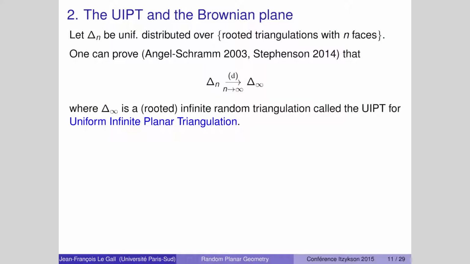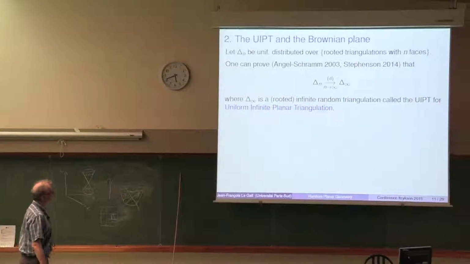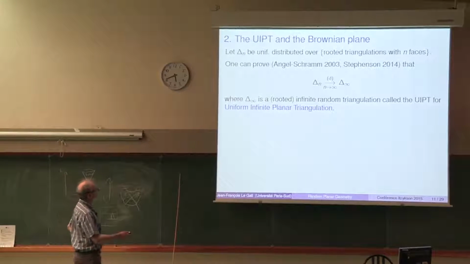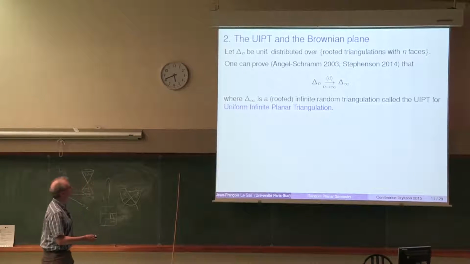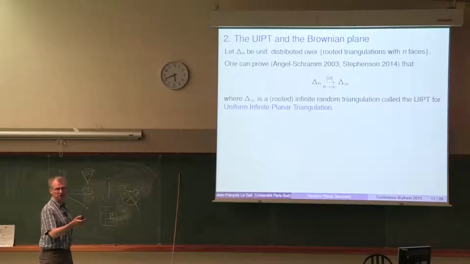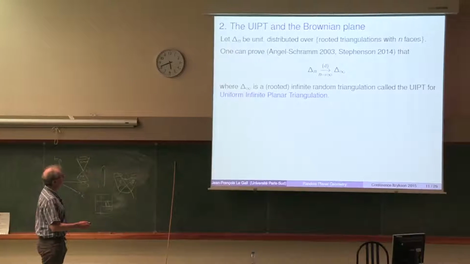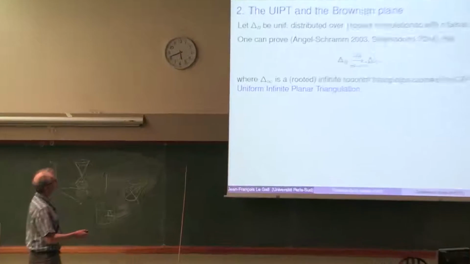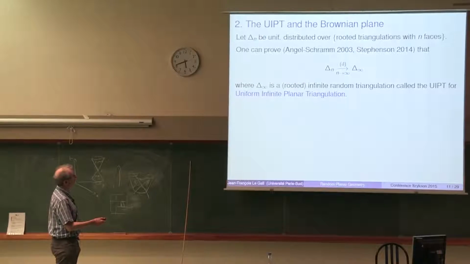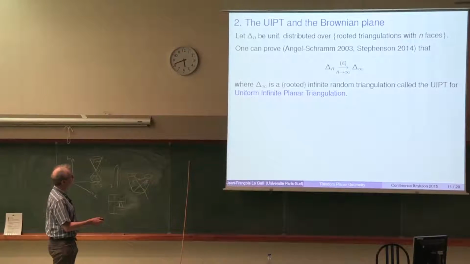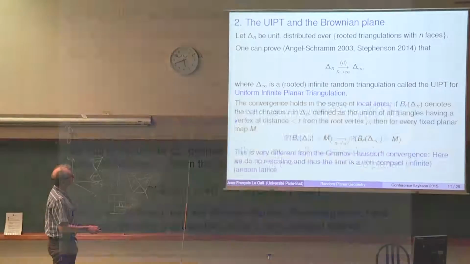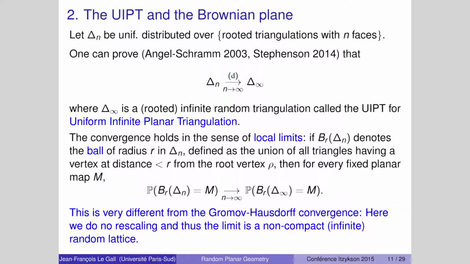let me come to the second part of the lecture, which will be in fact related to the previous two lectures, by Asaf and Timothy. So maybe I can remind you very quickly of the definition of the UIPT. We saw that already this afternoon. So the UIPT is the limit of uniformly distributed triangulations with n faces. And of course, it's a limit in a completely different sense now than the one I had before.